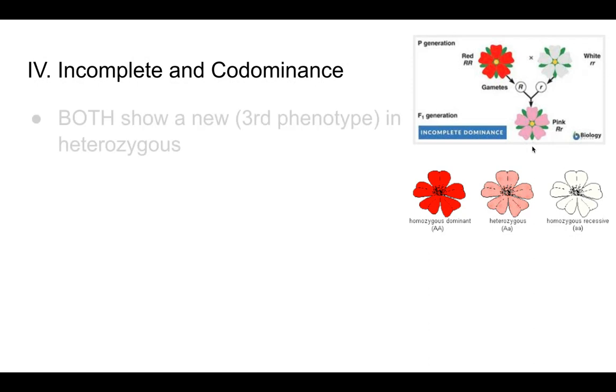So incomplete dominance is when the heterozygote shows a brand new phenotype. This is our third possible phenotype that could enter into play. In this case, the third new color is pink. And you can see down here that same example. If you are homozygous dominant, you are red. If you are homozygous recessive, you are white. If you are a heterozygote, you are pink. So think for a second, why do you think this new phenotype is pink?